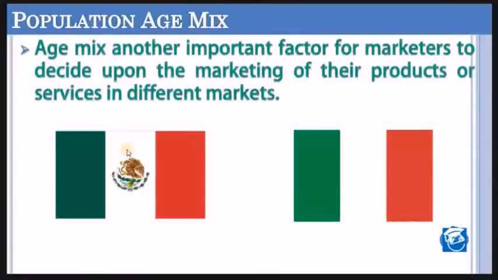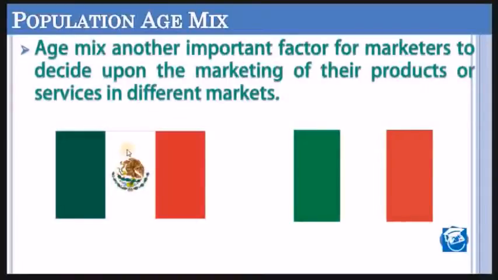Let us understand about population age mix as well. Age mix is another important factor for marketers to decide upon the marketing of products or services in different markets. If a country has an older population, things like insurance and medical services would be more relevant there. But if the country has a younger population, sports activities and technology-related products will be more relevant in those markets.